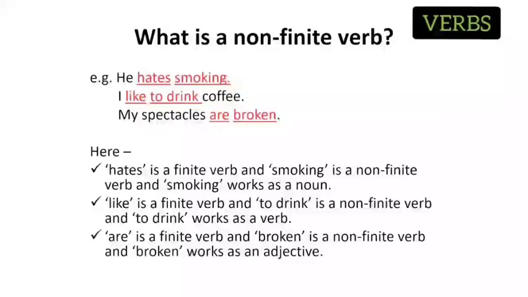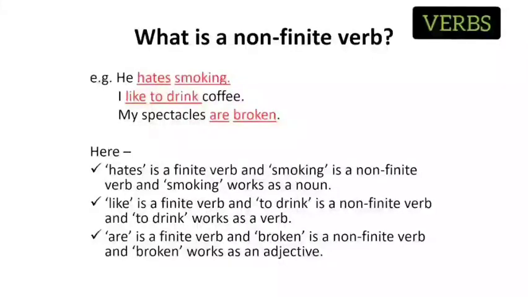He hates smoking. So here smoking sounds like a verb, but it is not finite. He likes to drink. After to, we know that the verb will never get changed. My spectacles are broken. Are broken. Now look, hates is a finite verb and smoking is non-finite. Likes is a finite verb and to drink is non-finite. Instead we can say infinitive. Are is a finite verb and broken is a non-finite verb.